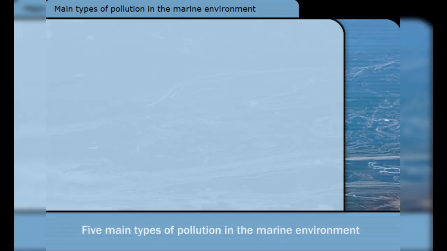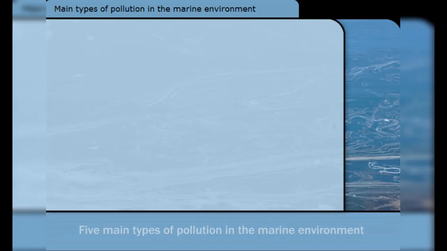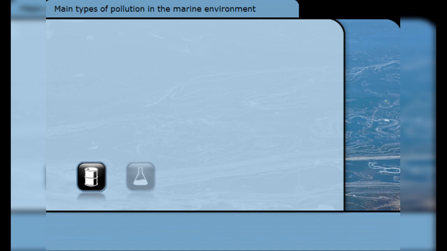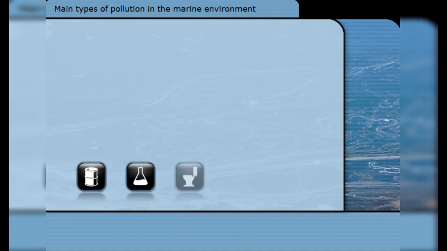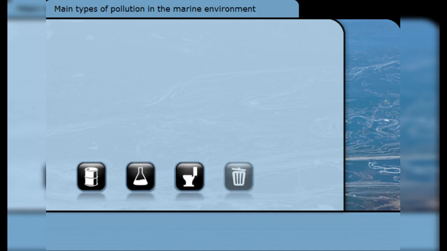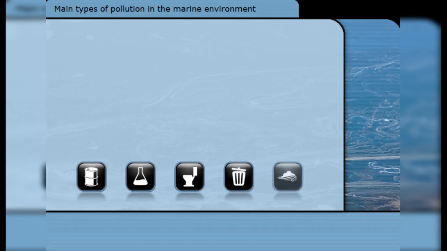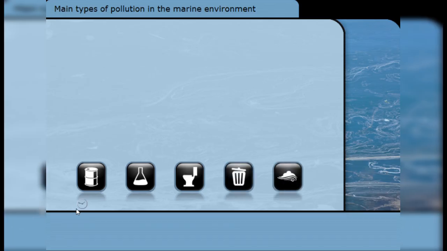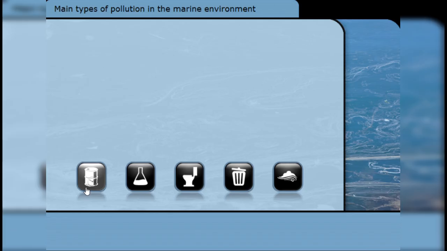There are 5 main types of pollution in the marine environment: oil pollution, chemical pollution, sewage pollution, garbage pollution, and air pollution. Click on the buttons to find out more about how ships can cause them.